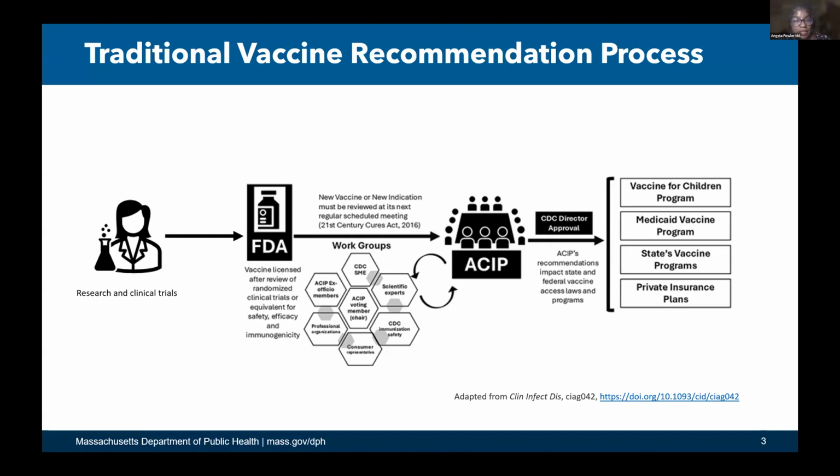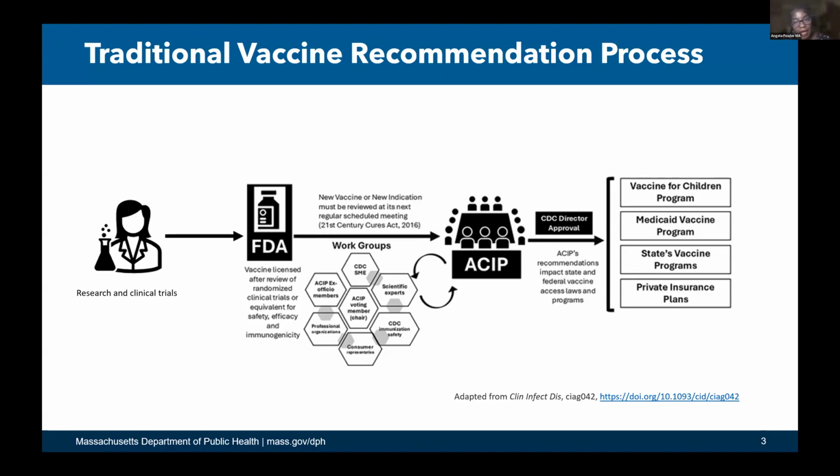But before the ACIP actually meets, there are work groups, and the work groups do a lot of the heavy lifting when it comes to making vaccine recommendations. The work groups, which are composed of members of the ACIP, but also subject matter experts from the CDC and professional medical organizations, play a large role traditionally in helping develop these recommendations. So there's a large number of people that invest a large amount of time developing these recommendations so that they can be prepared to go before the ACIP.